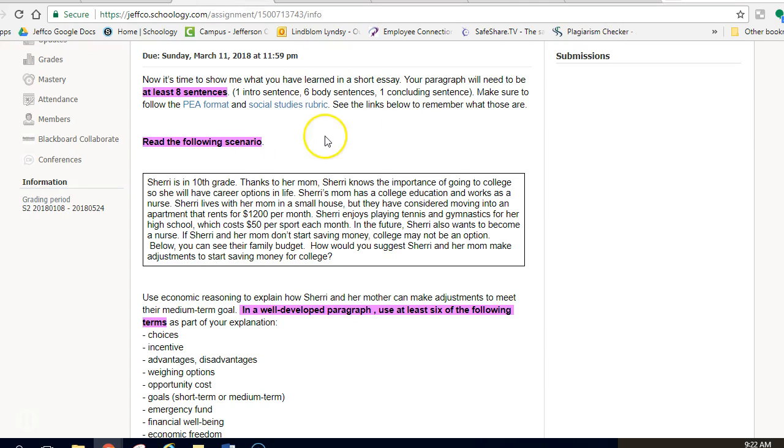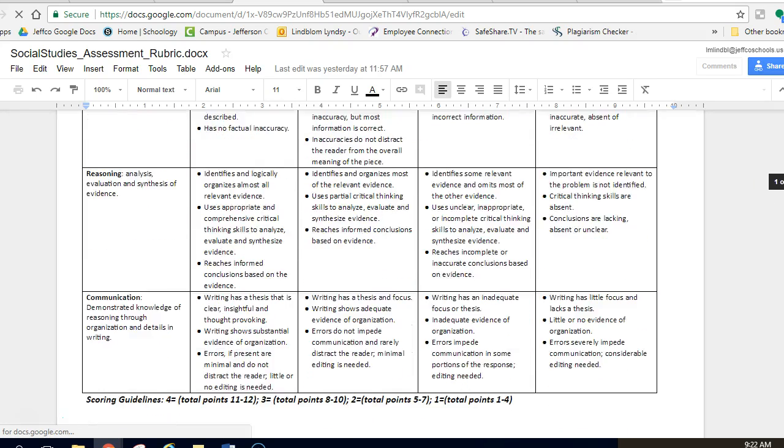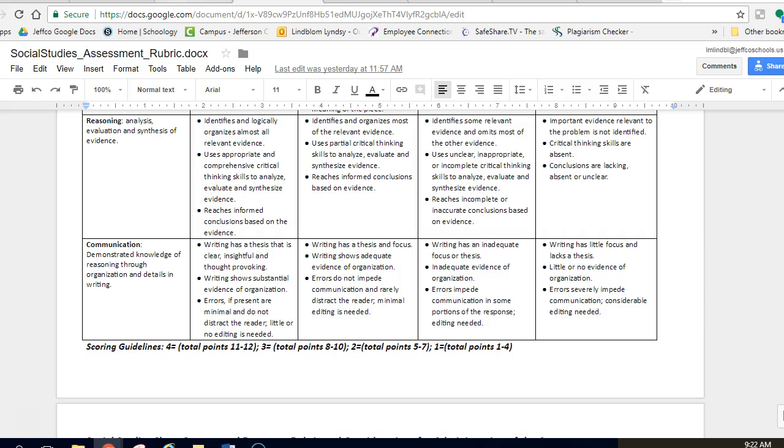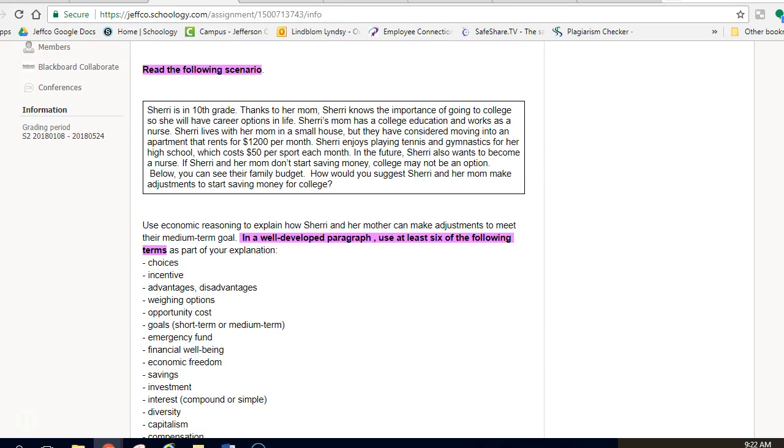And then the social studies rubric, which I will be using to help grade you. Just look over that. Alright, so then you need to read the following scenario.